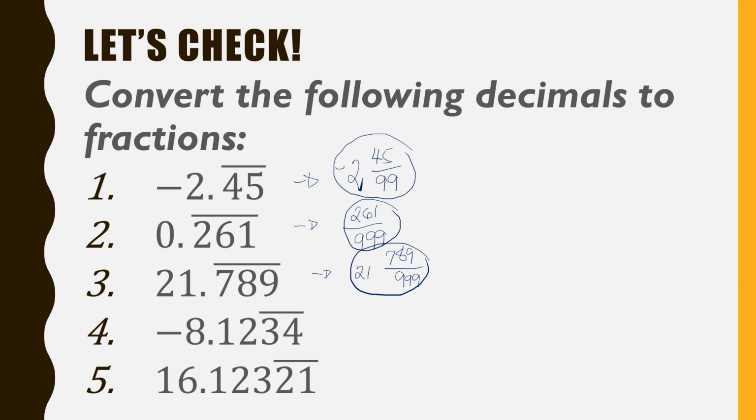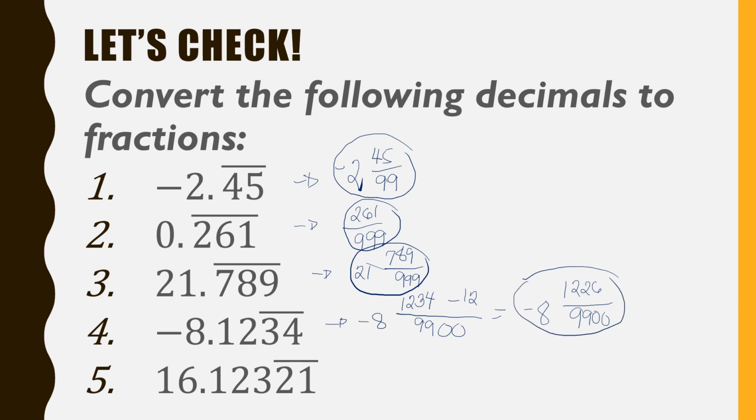Number 4, so we have negative 8, and then 1, 2, 3, 4 is our decimal minus the non-repeating digits, which is 12, over the number of repeating decimals, which is 2. So we have 2 nines and then 2 zeros, because there are also 2 non-repeating decimals. Simplifying, so we have negative 8 and 1226/9900.